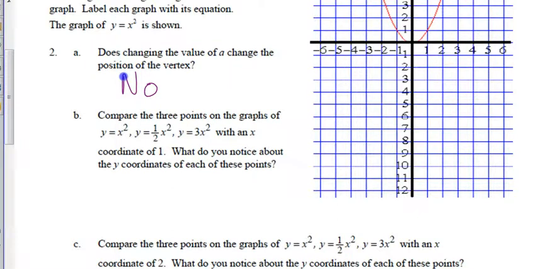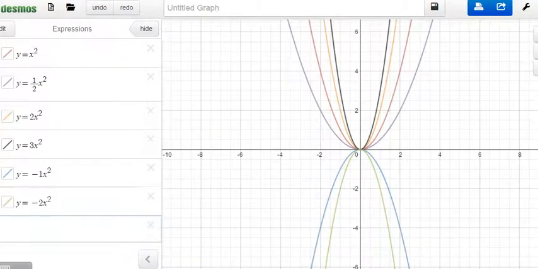Compare the three points on the graphs y equals x squared, y equals a half x squared, and y equals 3x squared with an x coordinate of 1. What do you notice about the y coordinates of each of these points? When the x coordinate is 1, y equals x squared has a value of 1. So y equals x squared is the reddish one. And 1/2 x squared is kind of purple.